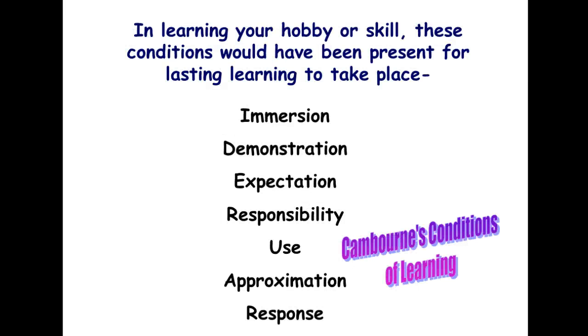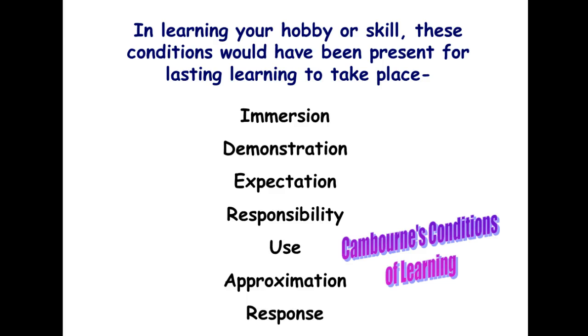So in learning your hobby or skill, these are the conditions that would have been present for lasting learning to take place. These are Cambourne's conditions of learning. You'll find them in other places named other things. I found them so important to my teaching that I made this little chart on a piece of paper, and I had it in my lesson plan book for as long as I taught, because I wanted to remind myself that if these were not present in my classroom, the learning was not going to always take place.